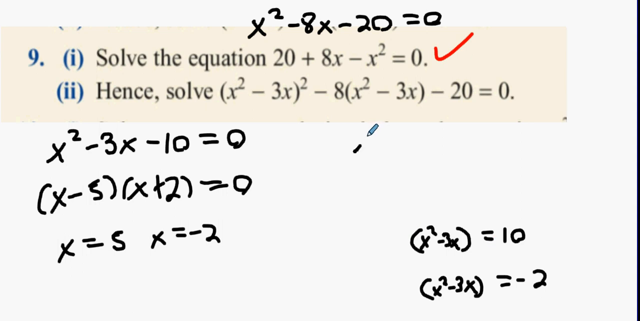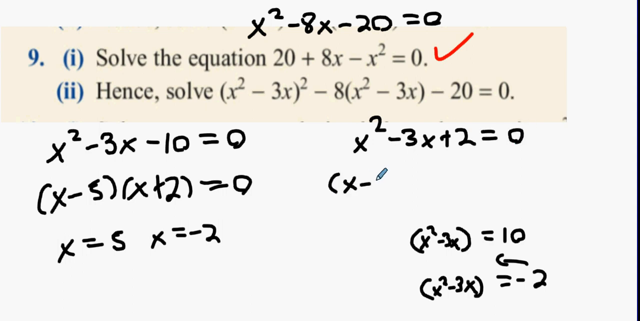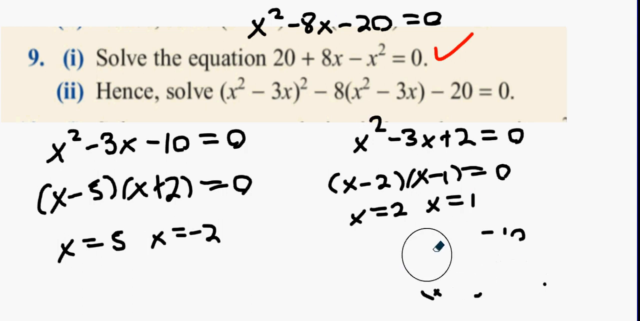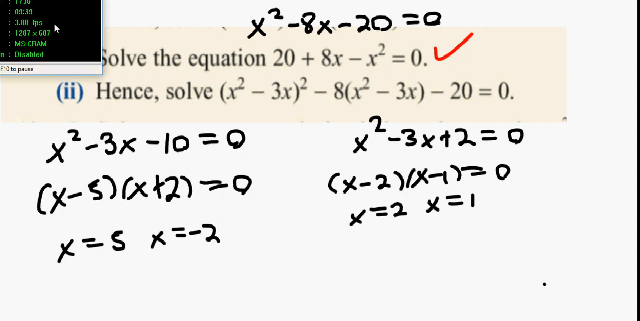What about the second one? X squared minus 3x, bring over the 2. Plus 2. What next? X minus 2 and x minus 1 equals 0. What's the two answers? 2 and 1. How many answers did 9 part 2 have? Had 4 different answers. Alright, David, will you tell me?